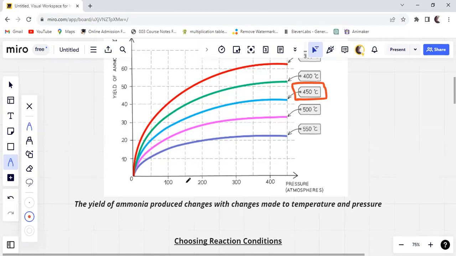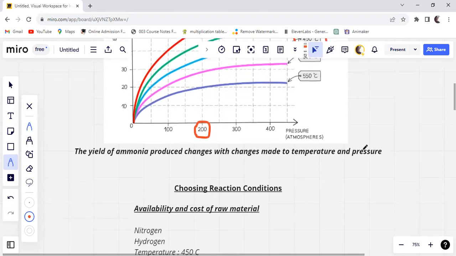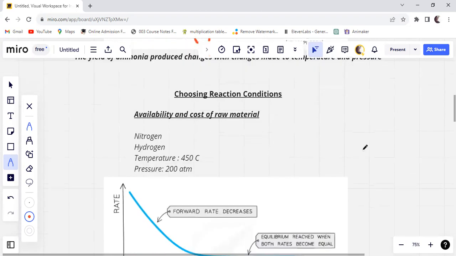That is why a compromise pressure is maintained, which is 200 atm. Though at 200 atm we will have a lower yield of product, we can make ammonia more safely and economically. That is why these compromise temperature and pressure conditions are maintained for the production of ammonia.